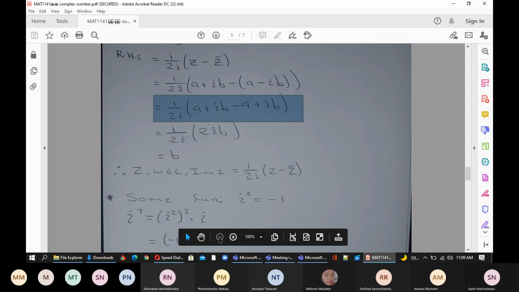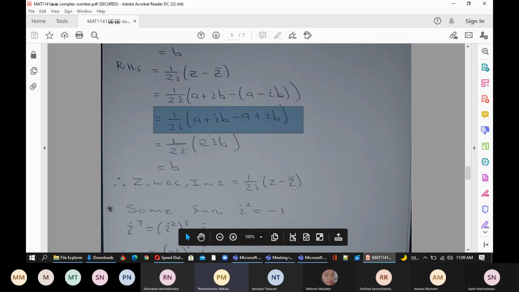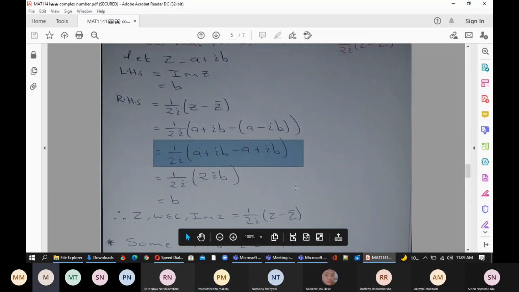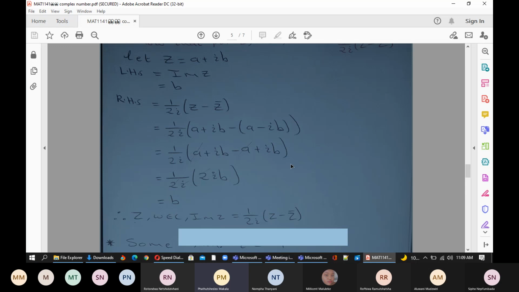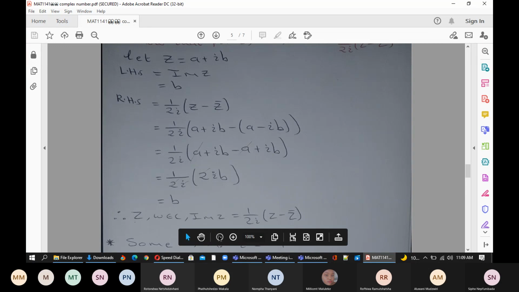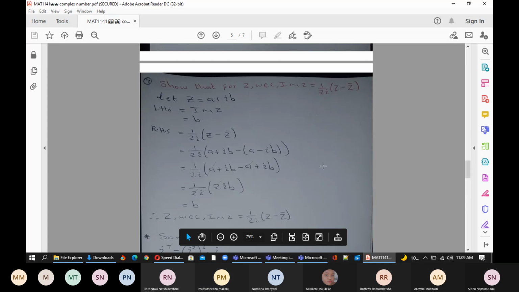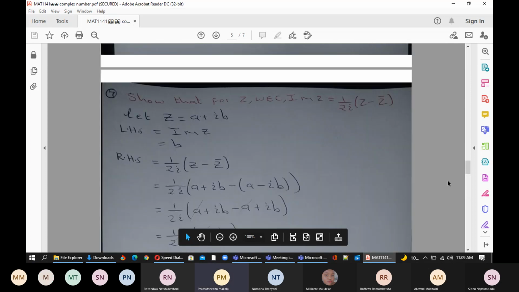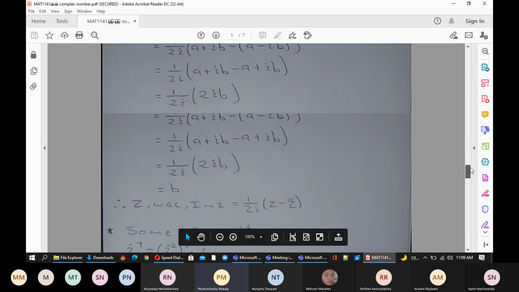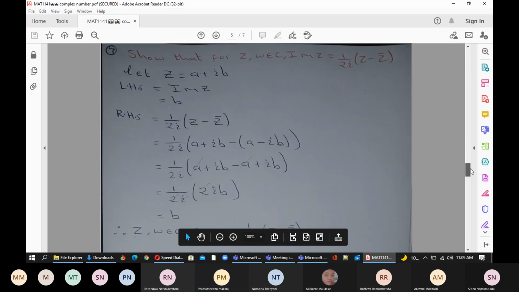And b is our what? It is our imaginary, which is on the left-hand side. Left-hand side, as you can see. Are we together? Yes. So it means we have proven, right?